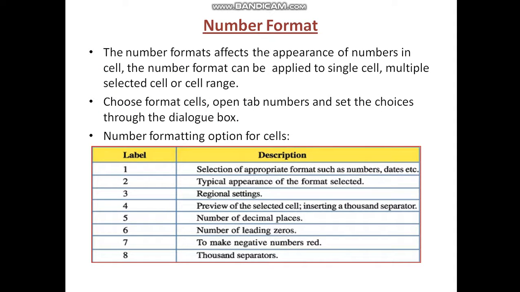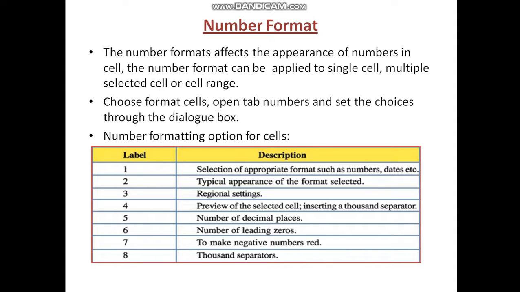Next is number format. The number format affects the appearance of a number in a cell. The number format can be applied to a single cell, multiple selected cells, or a cell range. Choose format cells, open the tab numbers and set the choices through the dialog box. Number formatting options for a cell.